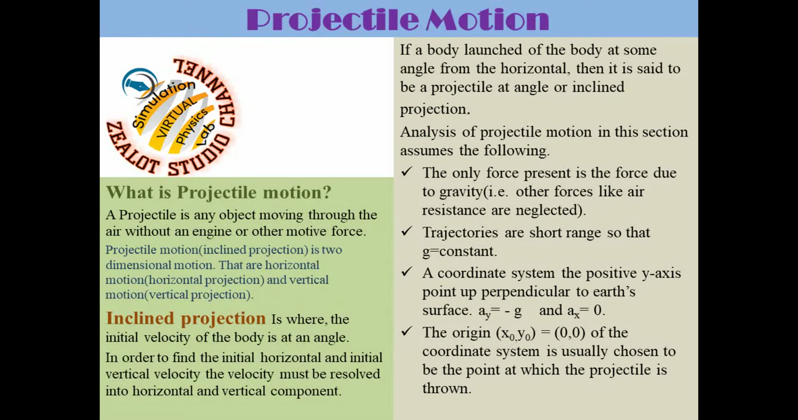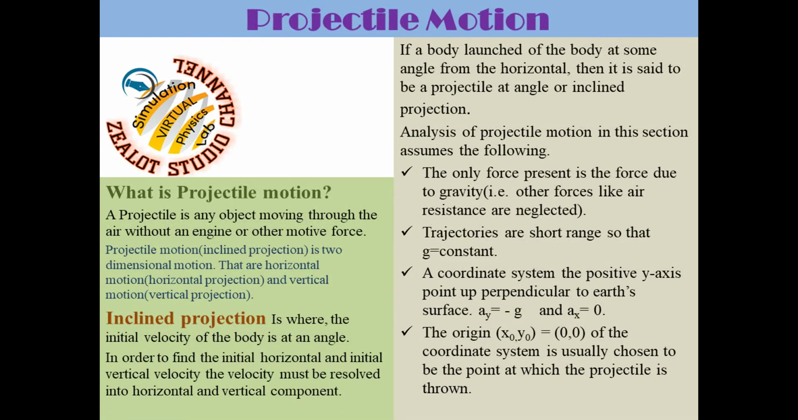In a coordinate system, the positive y-axis points up, perpendicular to the Earth. The y coordinate means vertical position and the x coordinate means horizontal position. In a coordinate system, the positive y-axis points up and perpendicular to the Earth's surface.